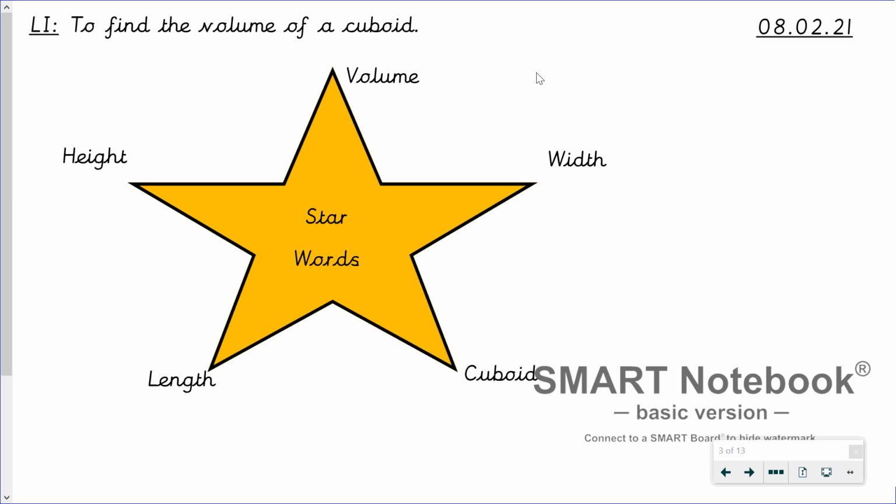Okay, today we're looking to find the volume of the cuboid. We've already started to look at how to find volume. Today we're going to be using the formula to continue that. So star words are volume, width, length, and height. We are going to need all three together, and cuboid, so 3D rectangle basically.